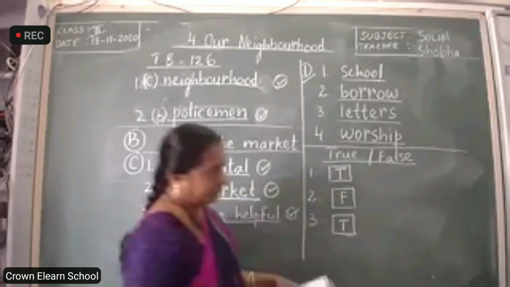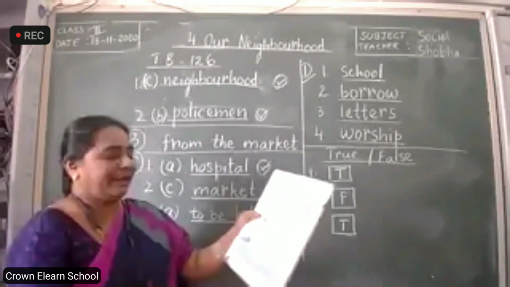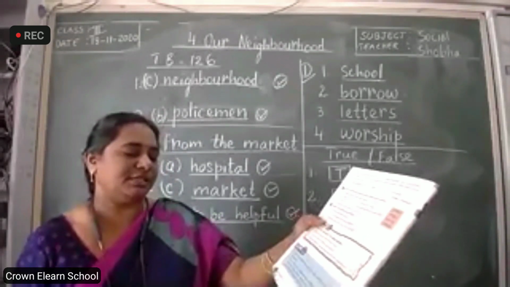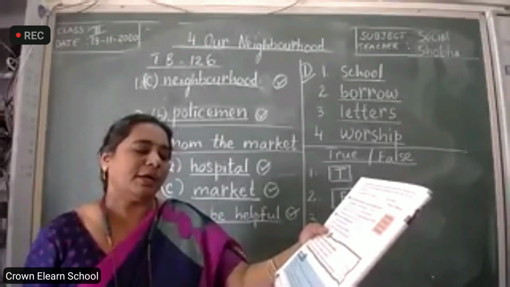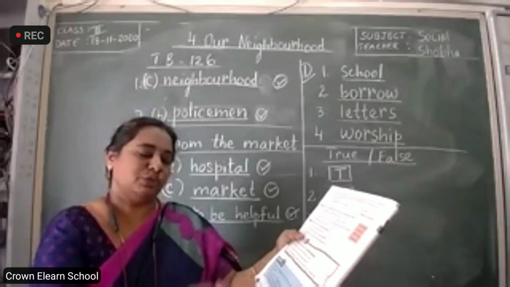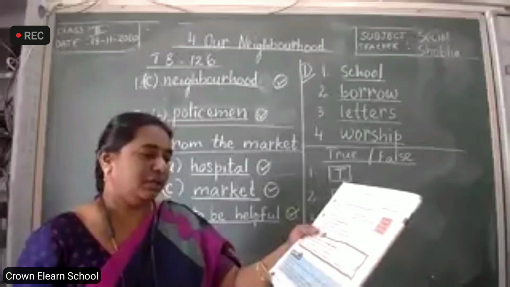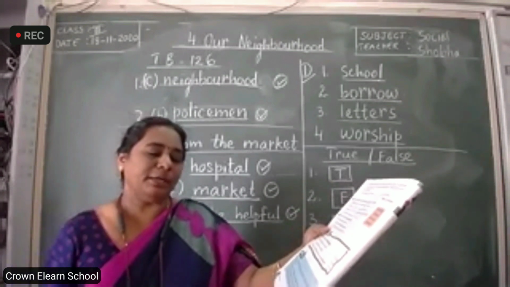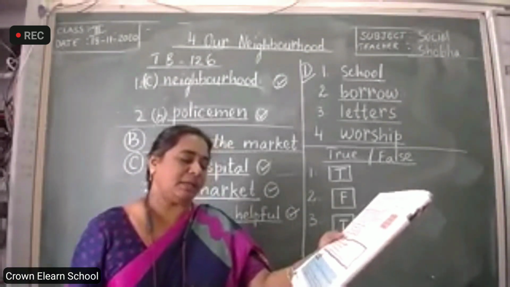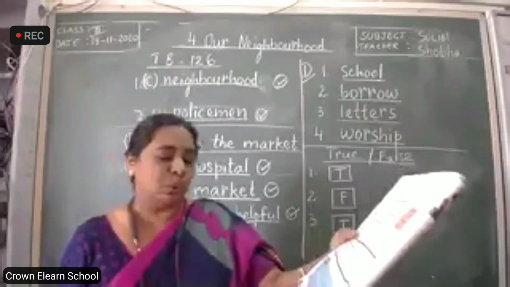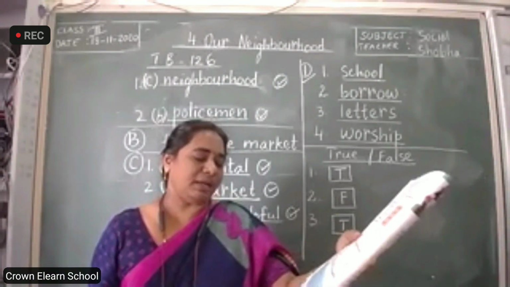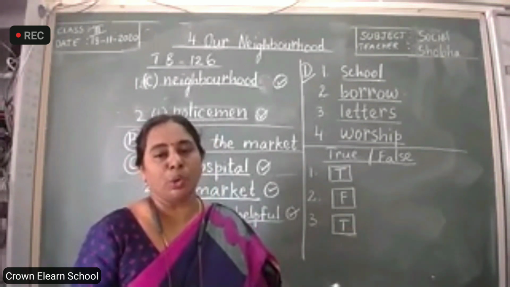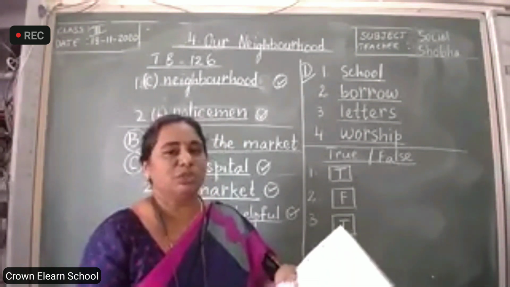Okay, children. Fun time. This you can do. Prepare a list of places near your home. Also write what kind of services they provide. You can do this in your rough book. Next, B. Draw a map of your neighborhood indicating important places like your house, market, hospital, school, bank, police station, park, and any community hall. Display the map on your bulletin board. You can do this at home.